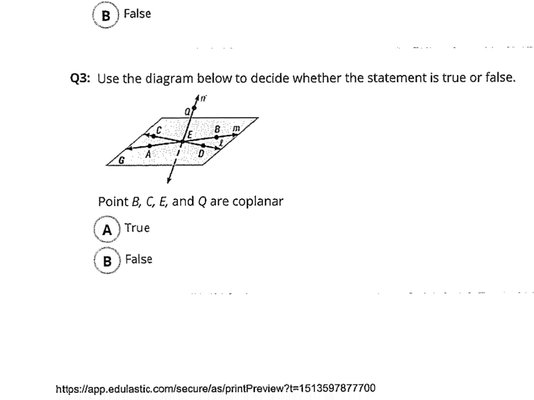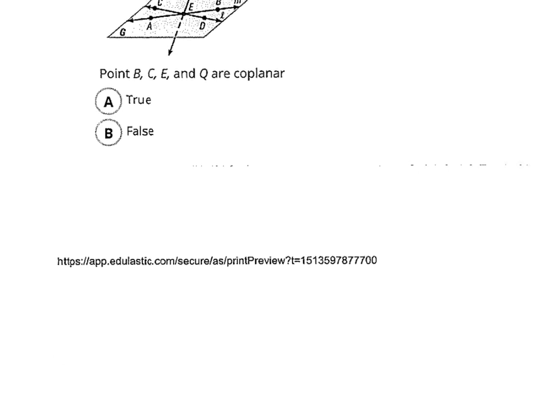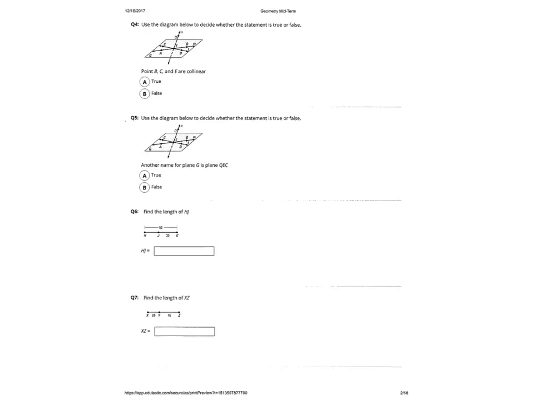Number 3. Points B, C, E, and Q are coplanar, meaning they're all on the same plane. Are B, C, E, and Q all in the same plane, like all on the same tabletop or piece of paper? True or false? More true and false on the next page.